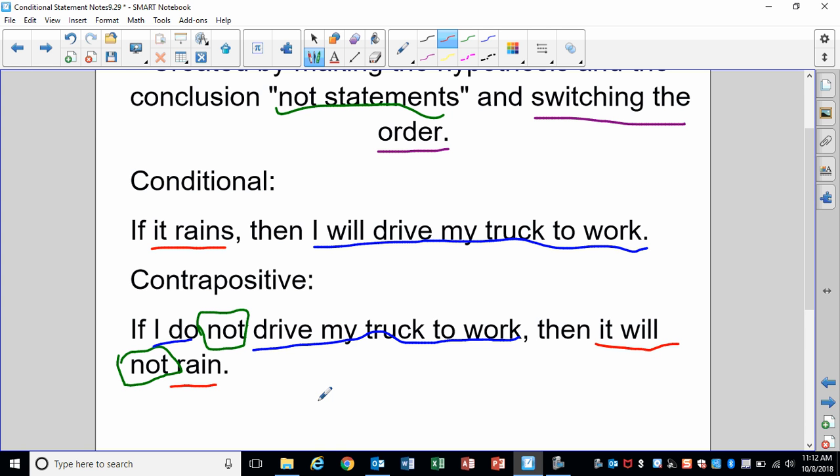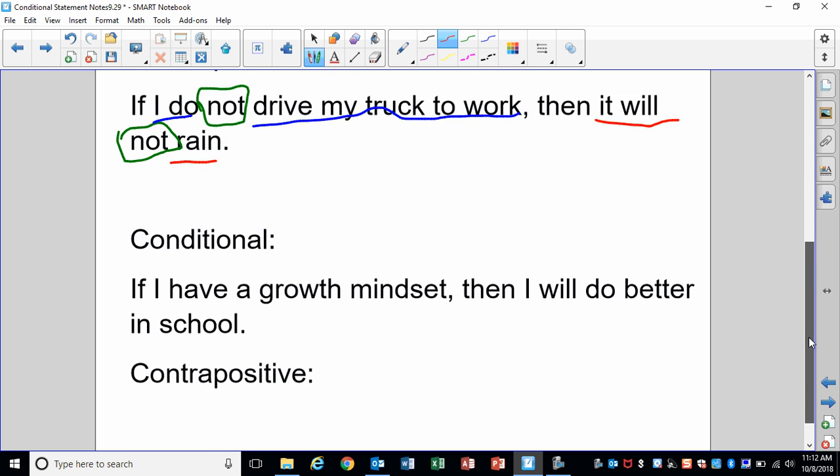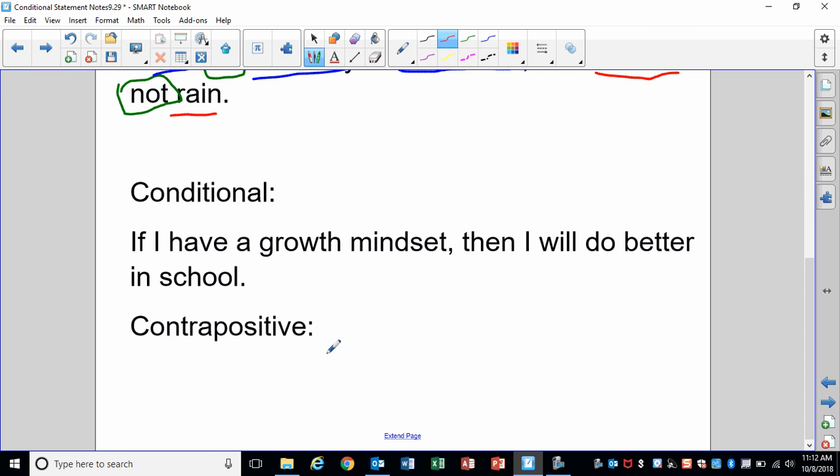And these statements will be true. So if I do not drive my truck to work, then it will not rain. And this makes sense because this isn't saying that me driving my truck to work creates the rain. It's saying that if I'm not in my truck, then it's not raining because when it rains, I drive my truck. So, contrapositive statements are true. Conditional statements are true. The converse and inverse are not always true.